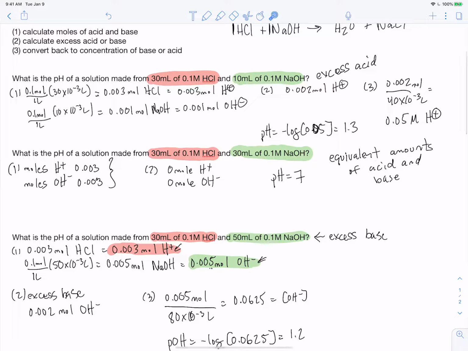So you can have a situation where it's excess acid, excess base, or the exact amounts are equal to one another, in which case your pH is just equal to 7.